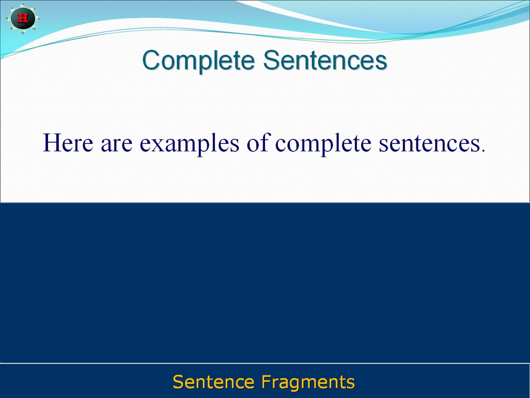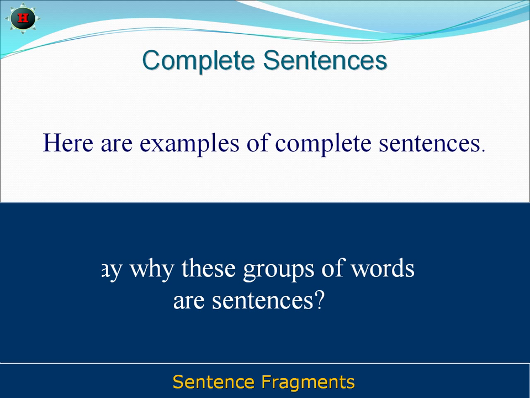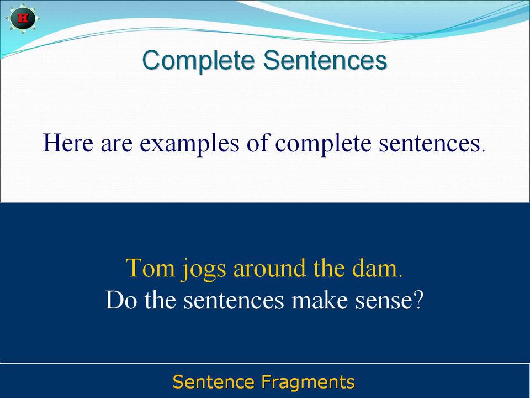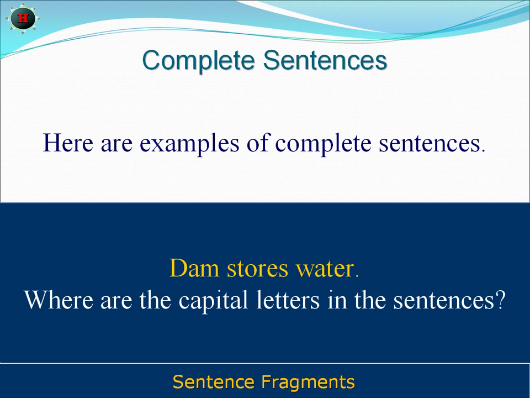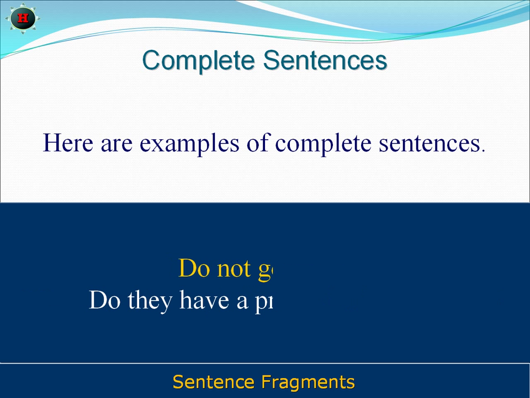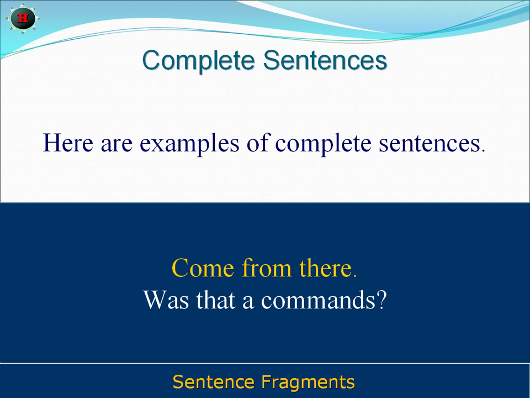Here are examples of complete sentences. Say why these groups of words are complete sentences. Tom jogs around the dam. What is the dam? Dam stores water. Do not go there. Come from there.